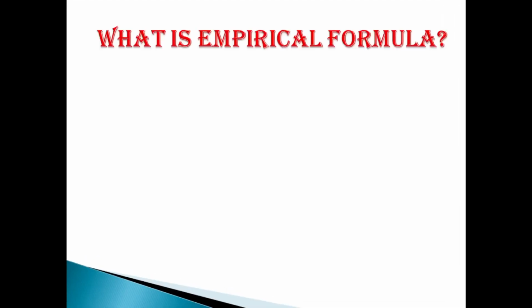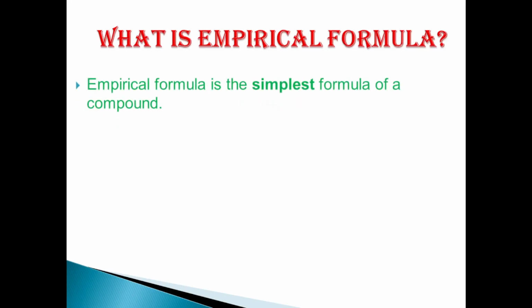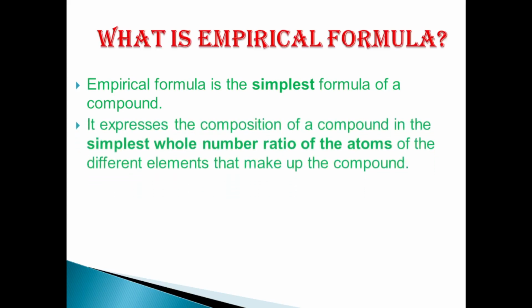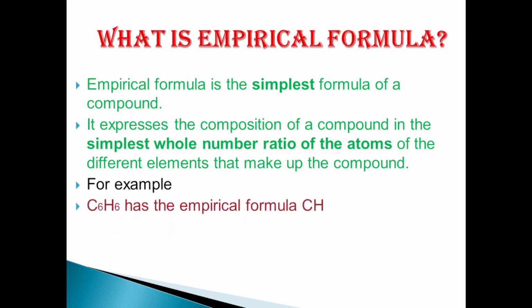Now let's move on to our discussion for the day. What is empirical formula? It is the formula that shows the simplest form of a compound. So empirical formula is the simplest formula of a compound. It shows the ratio of the atoms of each of the elements present in a compound. So empirical formula is the one that expresses the composition of a compound in the simplest ratio of the atoms present in that compound.